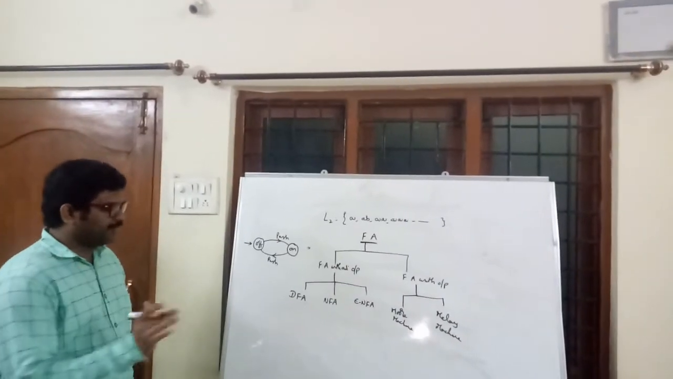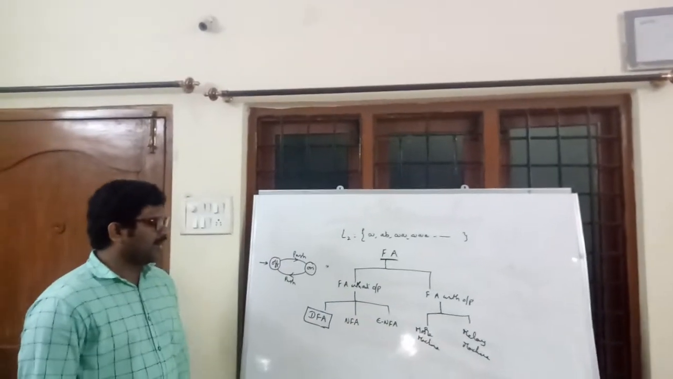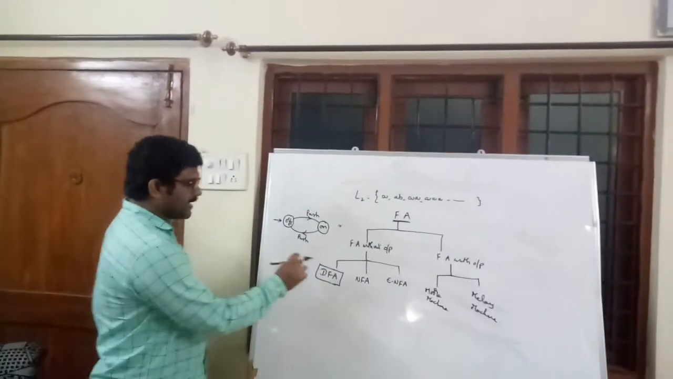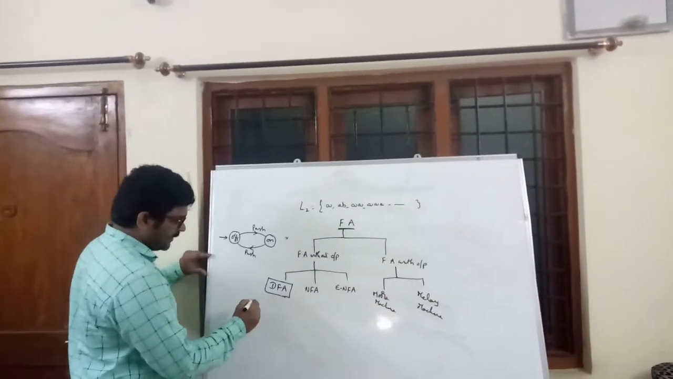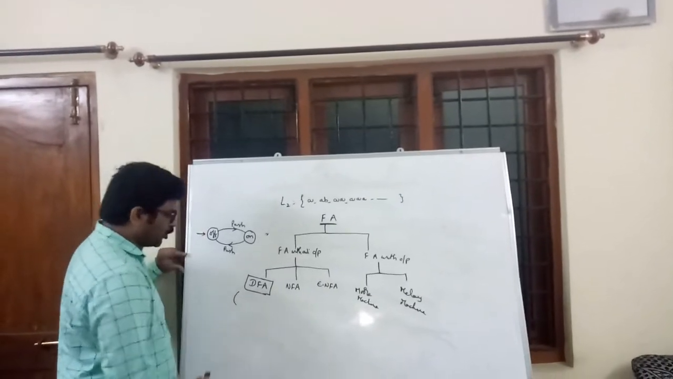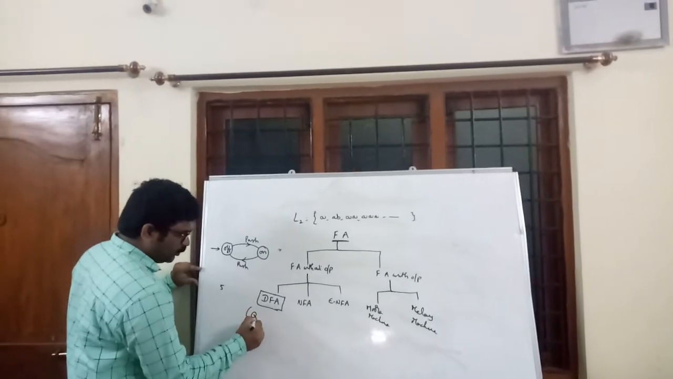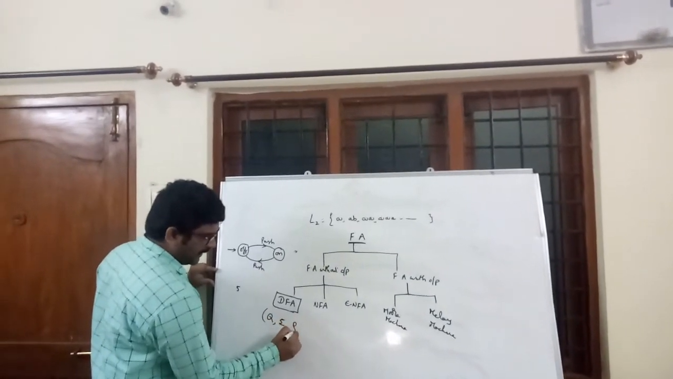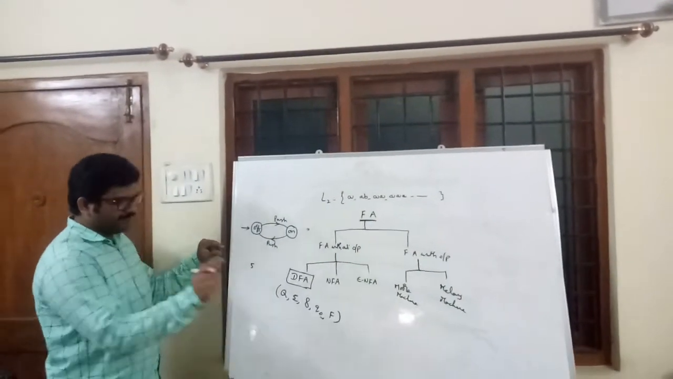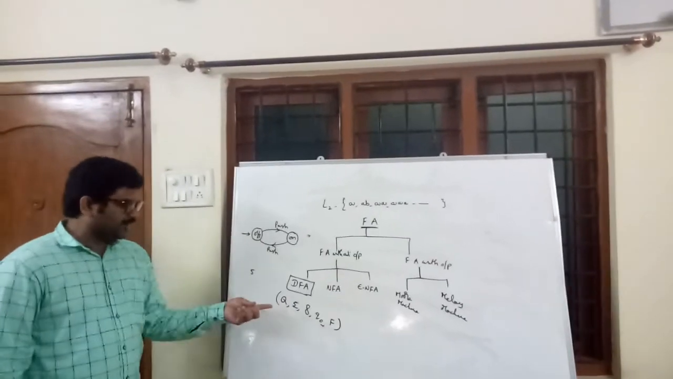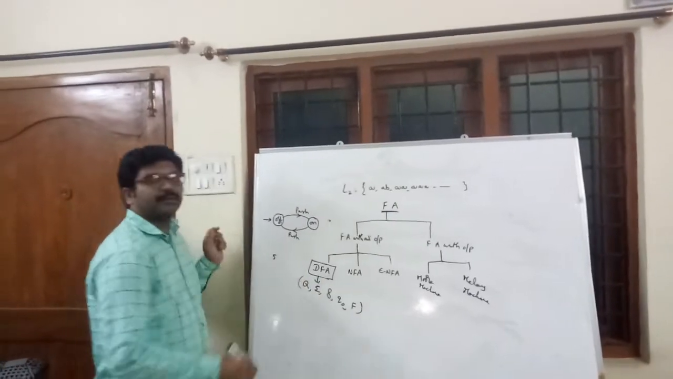Now let us move to the definition of DFA. Today we will discuss what is DFA, and then we will end today's session. So what is meant by DFA? Deterministic finite automata is a five tuple. What are those five tuples? Q, sigma, delta, q naught, F. We need to know each and every value in this tuple. So DFA is a five tuple.